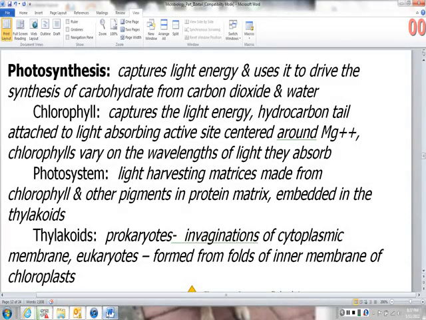They are composed of a hydrocarbon tail attached to a light-absorbing active site centered around magnesium. The photosystem consists of light-harvesting matrices made from chlorophyll and other pigments in a protein matrix. The photosystems are embedded in the thylakoids. In prokaryotes, the thylakoids are invaginations of the cytoplasmic membrane. In eukaryotes, they are formed from the folds of the inner membrane of the chloroplasts.